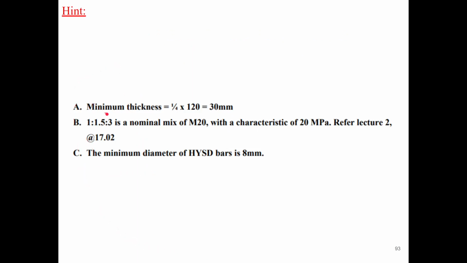And these are the hints. The minimum thickness is 1/4 × 120 equal to 30 mm. 1:1.5:3 is a nominal mix of M20 with a characteristic strength of 20 megapascal. You can refer to this lecture. And the minimum diameter of high yield strength deformed bars is 8 mm.